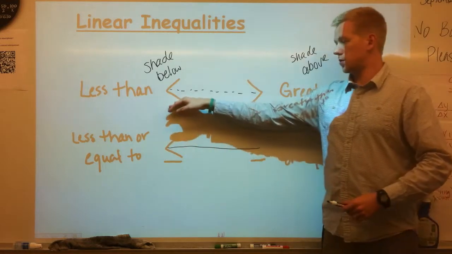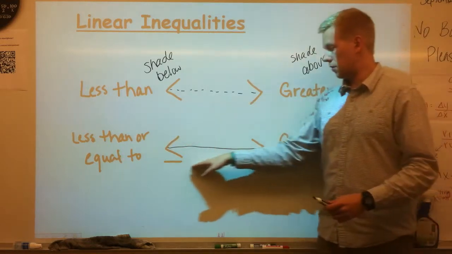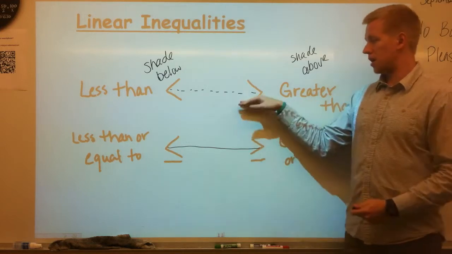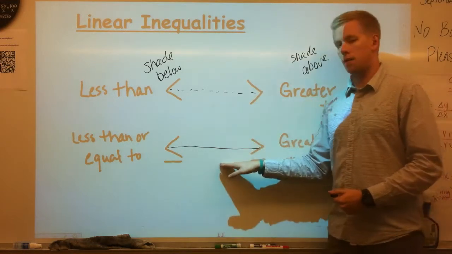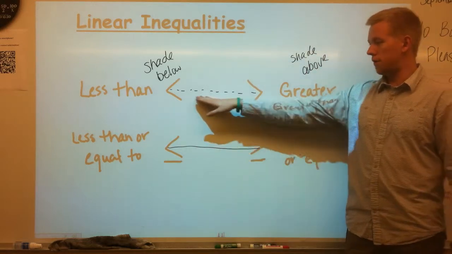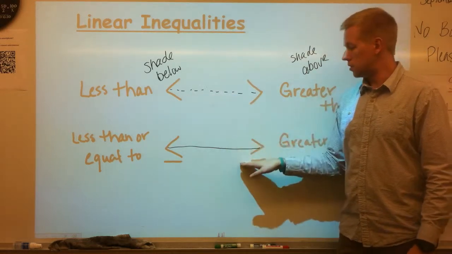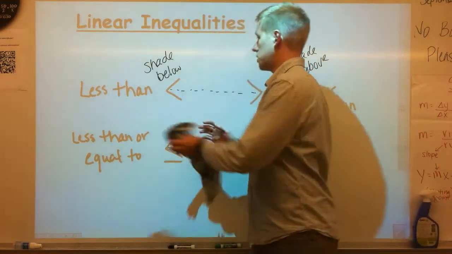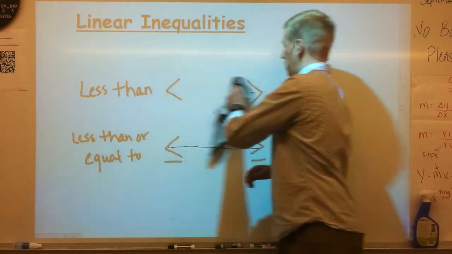If it's one of these symbols, it's going to get a dotted line. If it's one of these symbols, it's going to get a solid line. The reason being, the solutions cannot fall on this line. Solutions can fall on this line. So there's a little added note if you want to write that down. Solutions don't fall on a dotted line, but solutions can fall on a solid line. So those are your symbols to help you out when we go to graph.